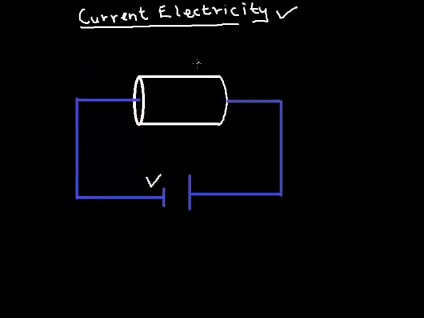So now this particular circuit diagram I use to illustrate how current electricity works. Let's say this is a conductor, a cylindrical metallic conductor. For current to flow through this conductor, energy must be supplied to it in form of potential difference.